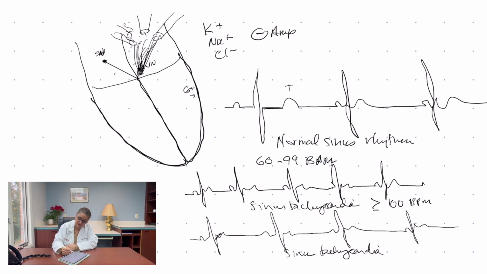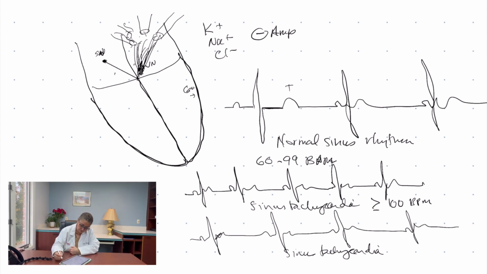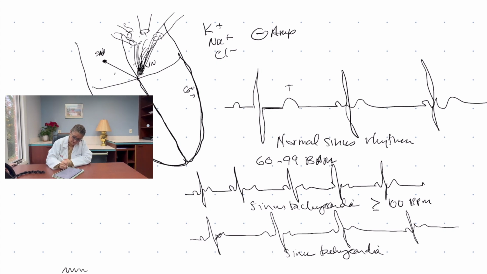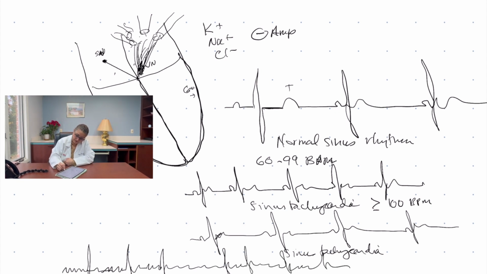Now, the AV node cannot go that fast, and so it will conduct as much as it wants to. And so on the EKG, you will see a lot of P waves, because remember, P waves are coming from the top chamber of the heart, and then QRSs that are not equidistant. So you will see something like this all over the map. This condition is called atrial fibrillation.